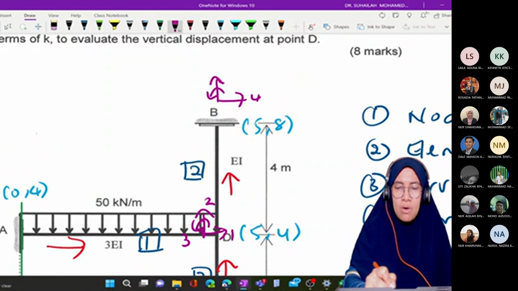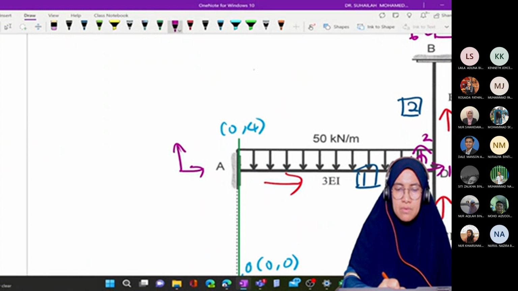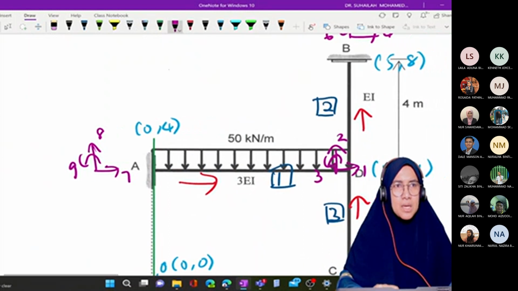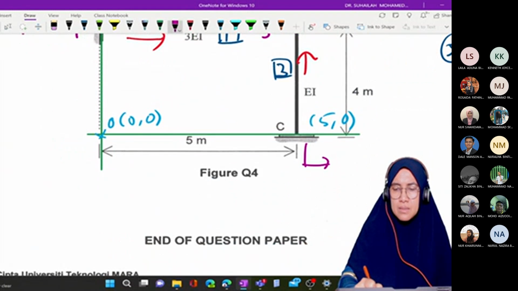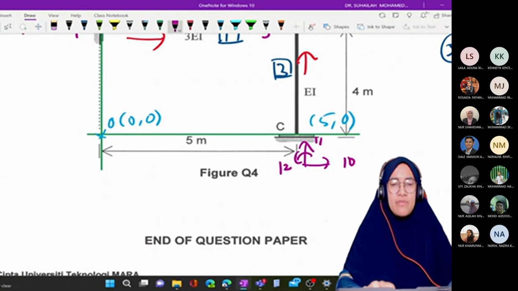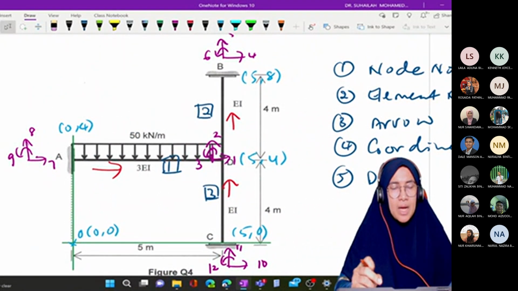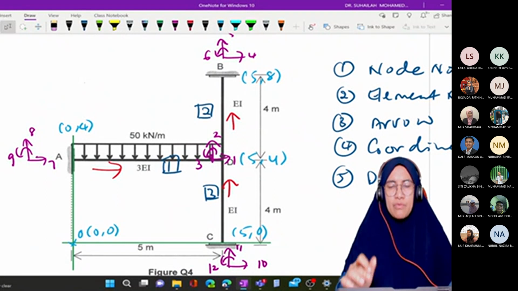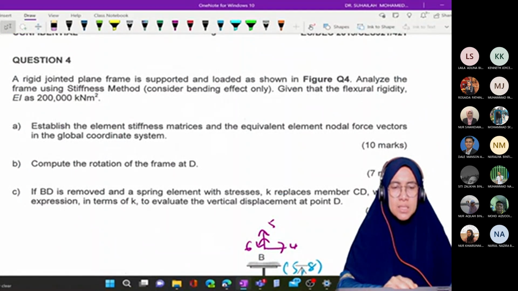Then we continue with the remaining 9: 4, 5, 6, 7, 8, 9, 10, 11, 12. So there are 12 degrees of freedom.